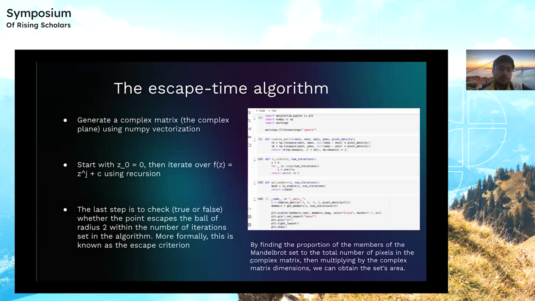To create the escape time algorithm, we first generate a complex matrix, which will be our complex plane, using a tool known as NumPy vectorization. We first start with the zeroth iterate, then iterate over f(z) = z^j + c. The last step is to check whether the point escapes the ball of radius 2 within the number of iterations set in the algorithm. More formally, this is known as the escape criterion. And by finding the proportion of the members of the Mandelbrot set to the total number of pixels in the complex matrix, we can multiply this result by the complex matrix dimensions to obtain the set's area approximation.